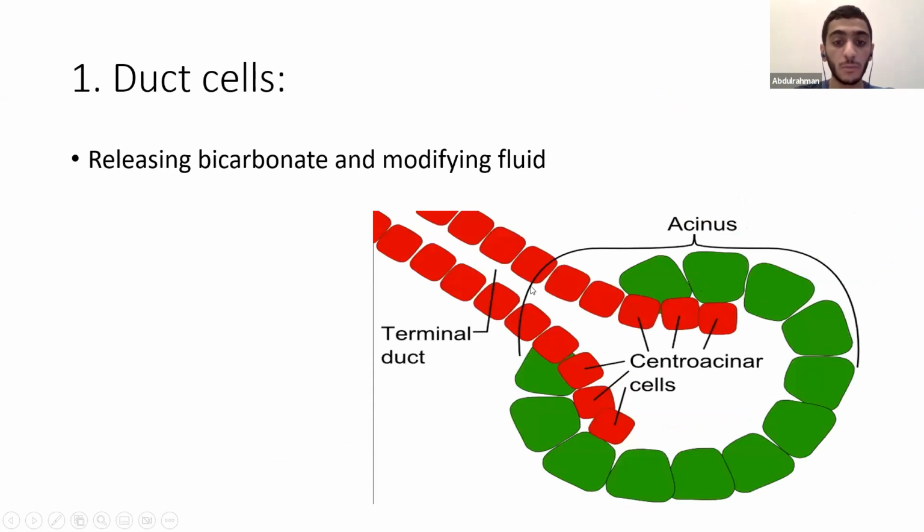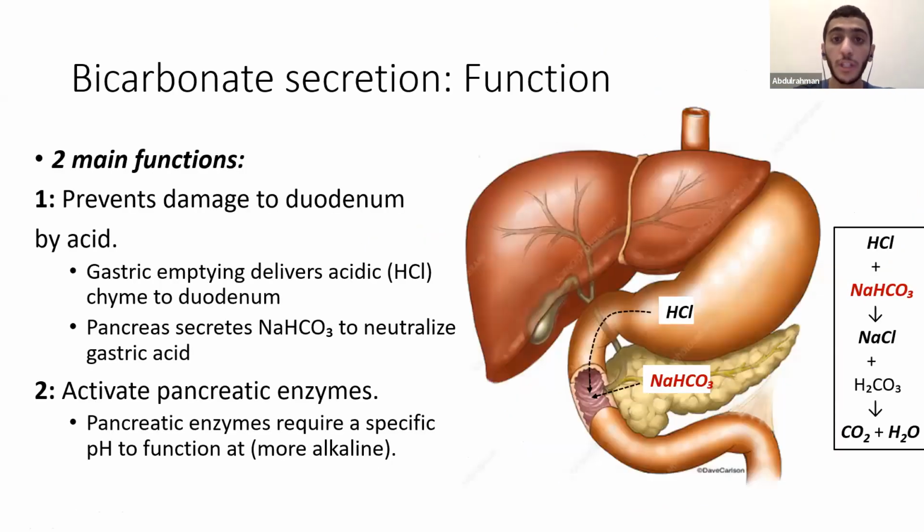Okay, let's start with the duct cells. Duct cells are responsible for the bicarbonate and modifying the fluid. Okay, now, why do we need this bicarbonate? As you can see right here, the stomach is basically breaking down food using an acid, which is the hydrochloric acid. Now, after this food has been mixed with an acid, of course, its pH is going to decrease.